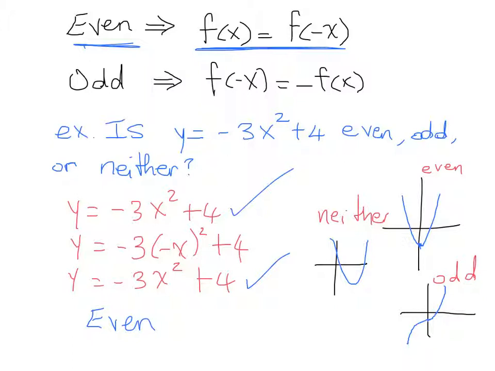Now, again, I'll just reiterate: if we had done this work and we had gotten the opposite sign, then the function would be odd. If we had done this work and the function was entirely different, if it wasn't the same at all, then the function would be neither even nor odd. All right, hope that made sense.